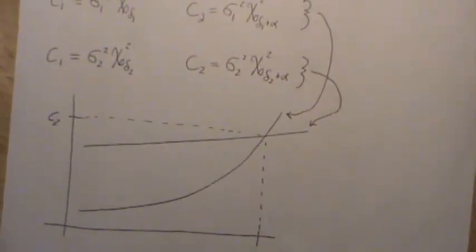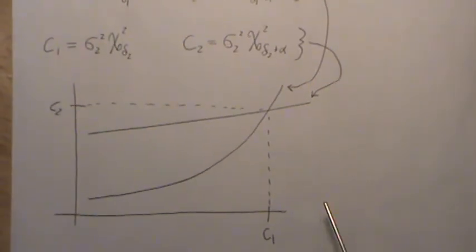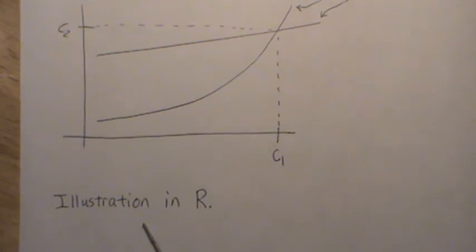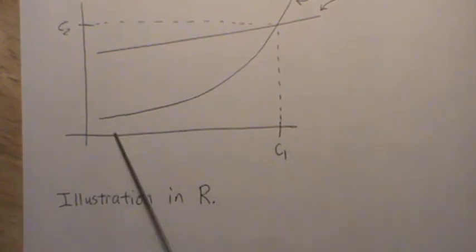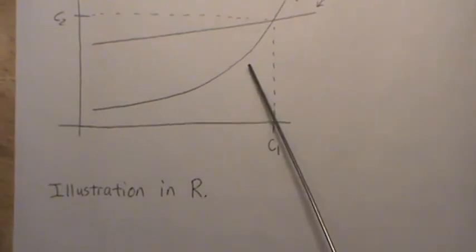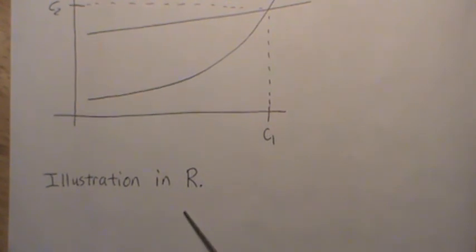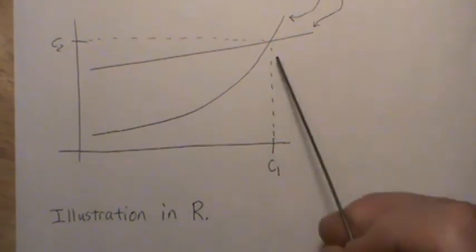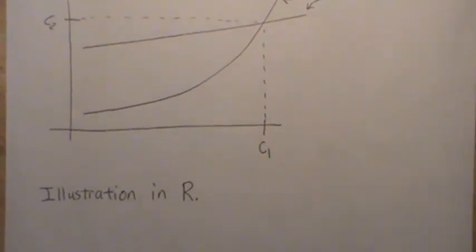But to do this by hand is actually quite tough. So what we'll do is we'll use uniroot in R to find this point. It's very quick too. And so the next video is going to be an R illustration of this chi-squared test and finding the critical regions.